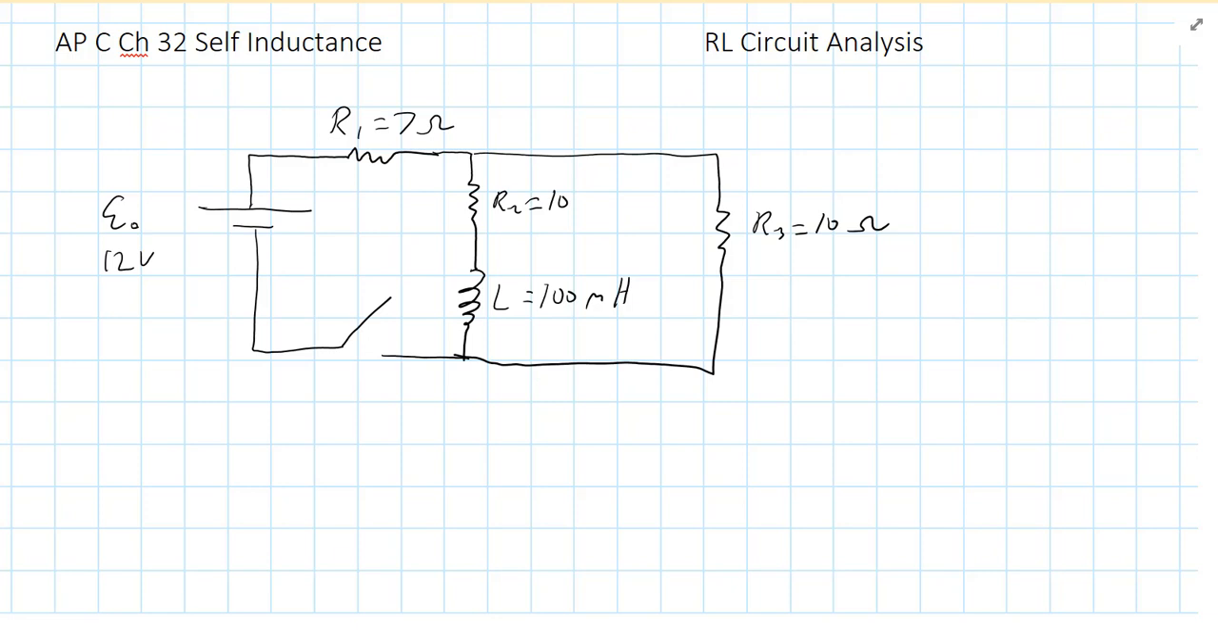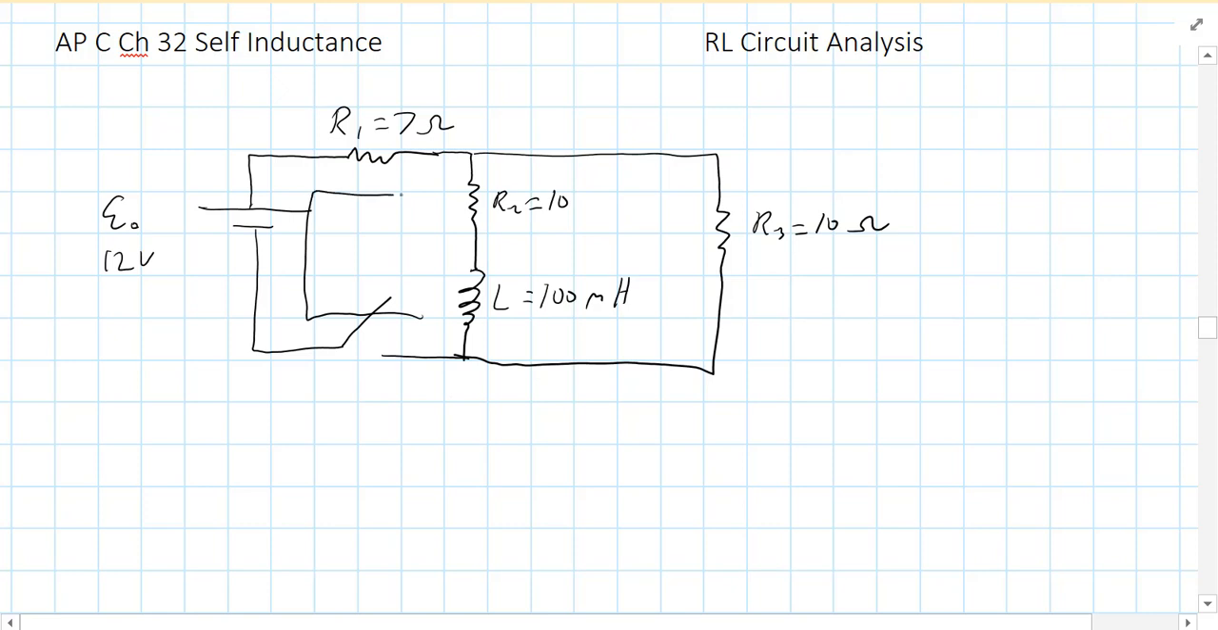All right, so we have an open switch and the battery is isolated, meaning there's no current flowing anywhere in our circuit right now. And at t equals 0, we're going to close the switch. One of our goals, the main goal here, is to find all the currents as a function of time. So I'll start off by labeling where the currents are.